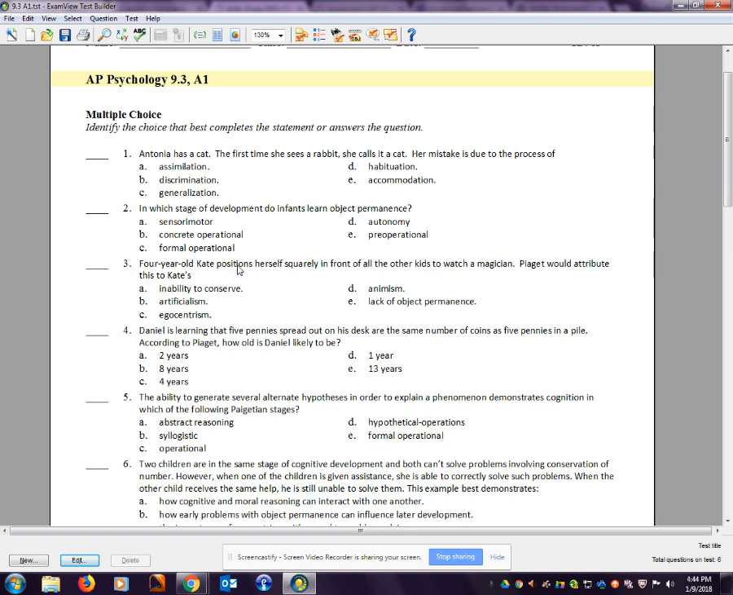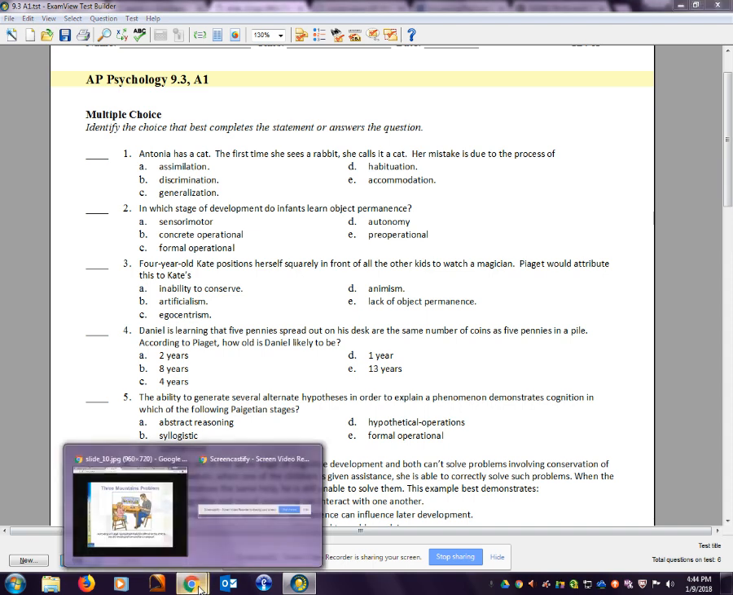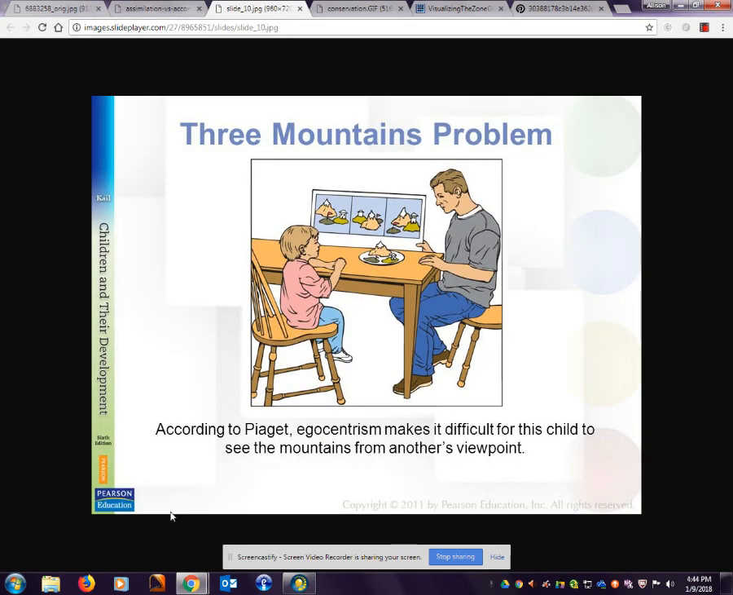All right, 4-year-old Kate positions herself squarely in front of all the other kids to watch a magician. Piaget would attribute this to Kate's, and this one is going to be egocentrism. So what is she unable to do? Egocentrism, according to Piaget, is not what you would think of, like a Kanye West egocentrism.